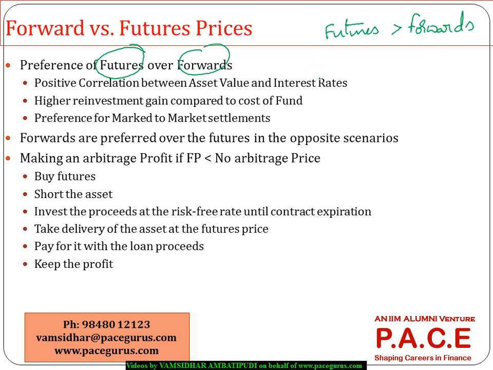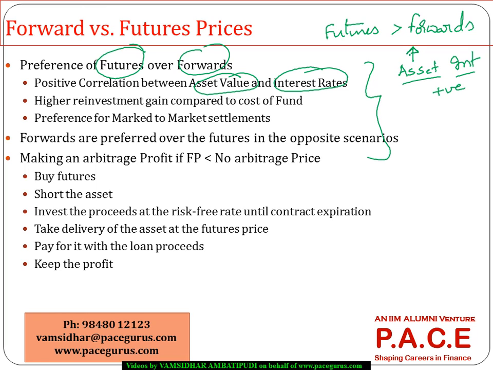For that, there is a small analysis that has been brought out. Check for the correlation between the asset value and the interest rate, the underlying asset and the interest rates. Now what are we saying? If these two are positively correlated, it means as the asset price is increasing, the interest rates are also increasing.